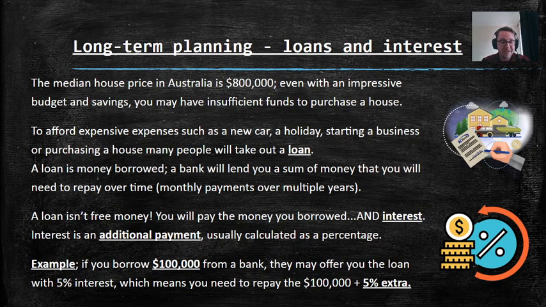It's not free money, though. I should stress that. You can't walk into the bank after school and be like, oh, I need some KFC, I'm going to go get a loan. You have to pay back the money you borrowed, obviously, but you also have to pay interest. Interest is an additional payment, usually calculated as a percentage. So, for example, if I borrow $100,000 from a bank, they're going to offer me the $100,000, but I also have 5% interest, which means I have to repay the $100,000 plus 5% extra. Or they might charge me interest on how much money I have left to repay.